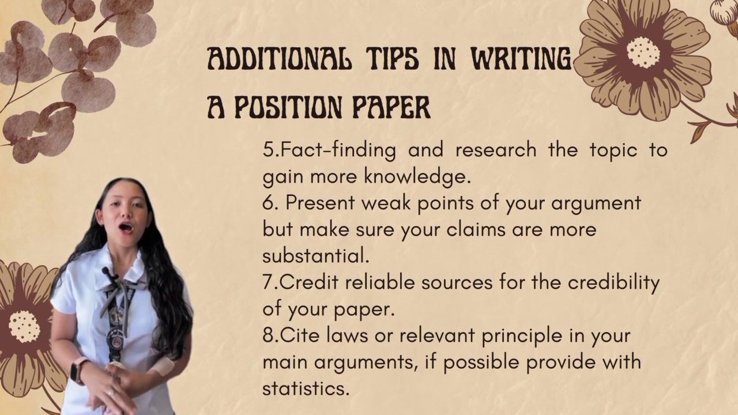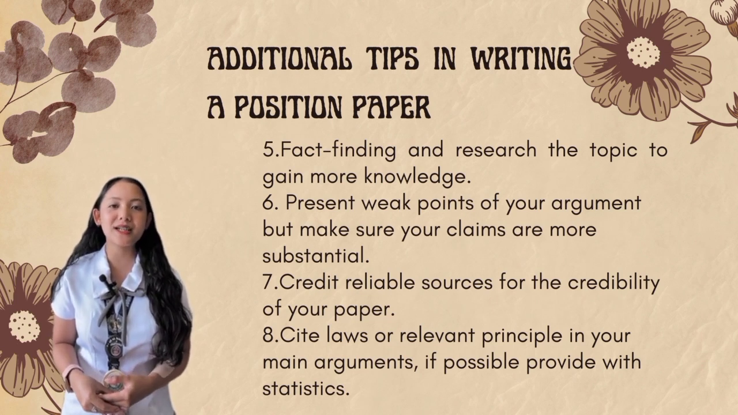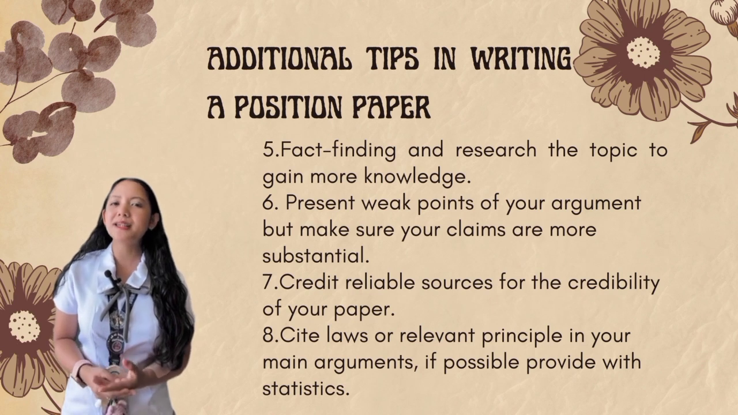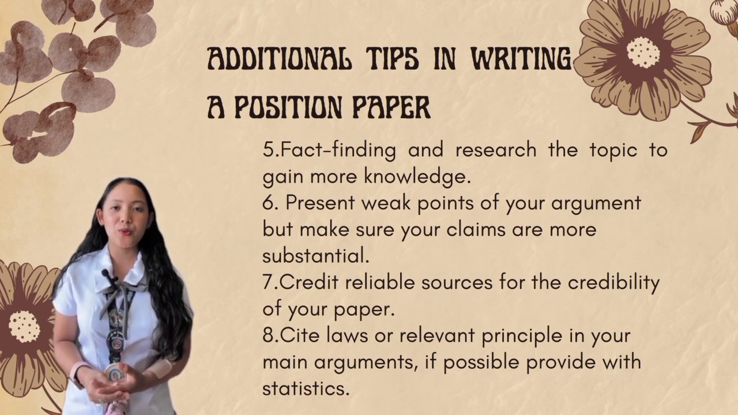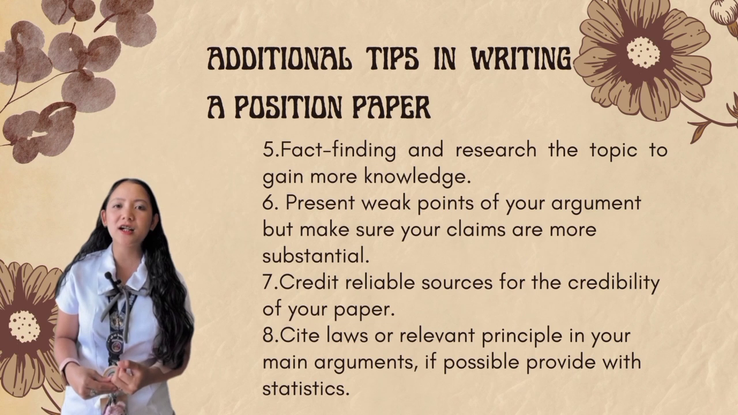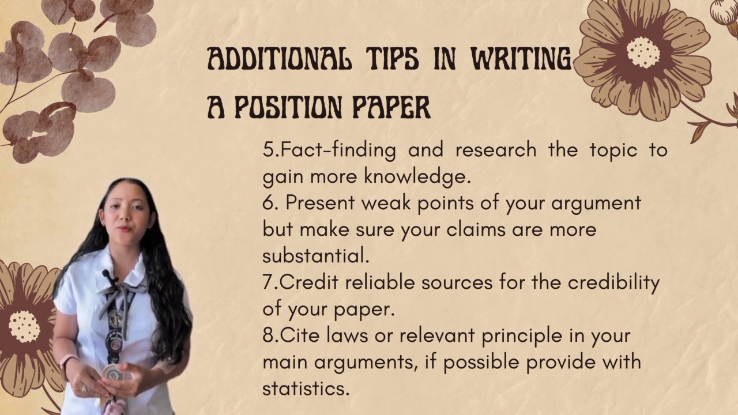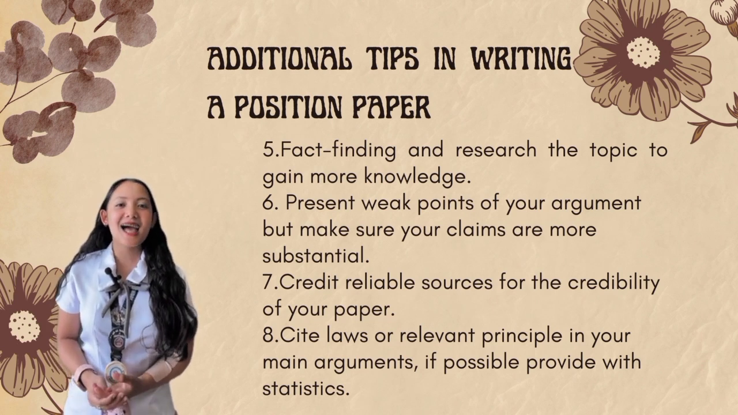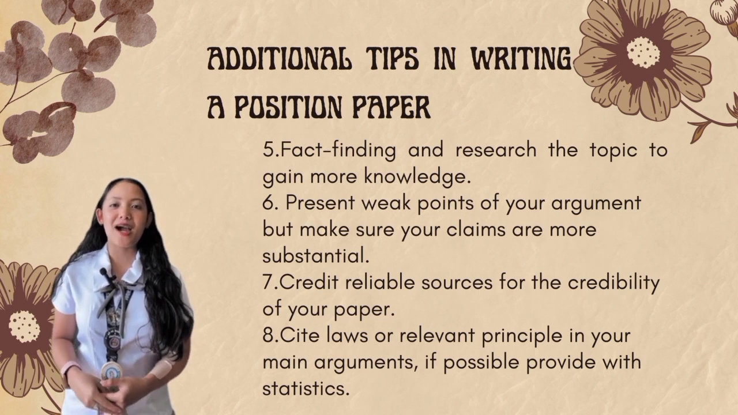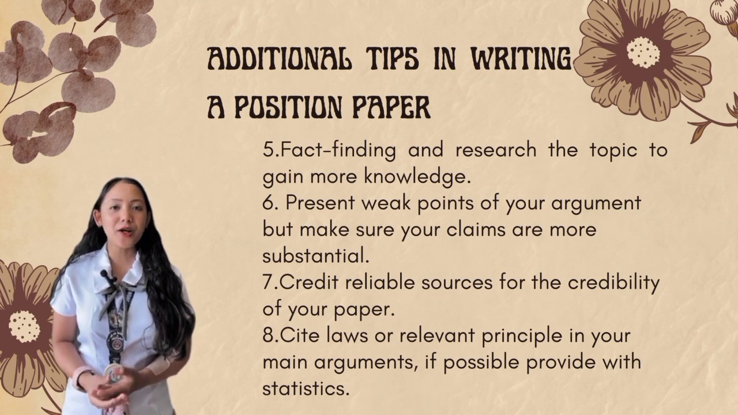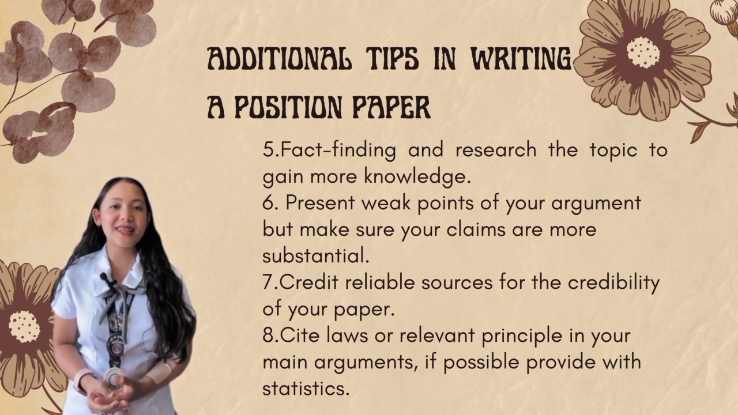Tip number 7, credit reliable sources for the credibility of your paper. Credibility is key in a position paper. Use reliable sources like academic articles or credible news outlets to back your claims. Citing trusted sources makes your argument more persuasive. Tip number 8. Study laws or relevant principles. Provide statistics if possible. Supporting your arguments with laws or statistics adds authority and concreteness. This gives readers a tangible basis to understand and believe in your position.